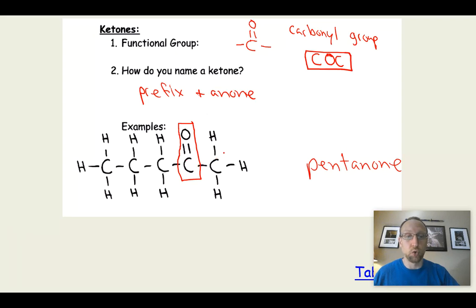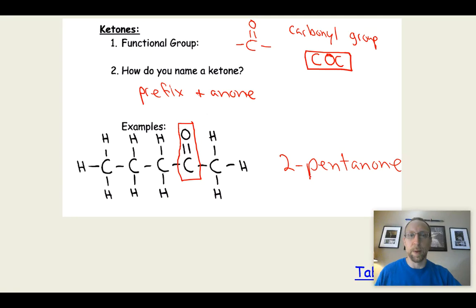So we've got to start from the right. 1, 2. It's on the 2 carbon, not the 4 carbon. There's no such thing as 4. We always start from the end that gives us the lowest possible number. So that's 2-pentanone. Okay. So this will be called 2-pentanone.